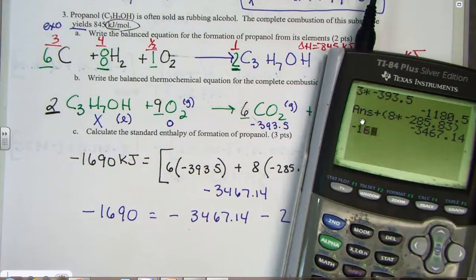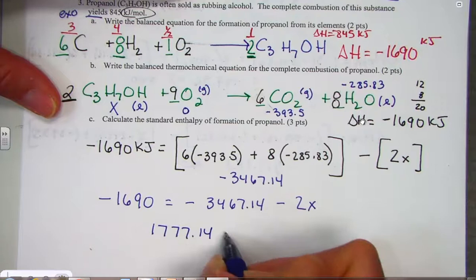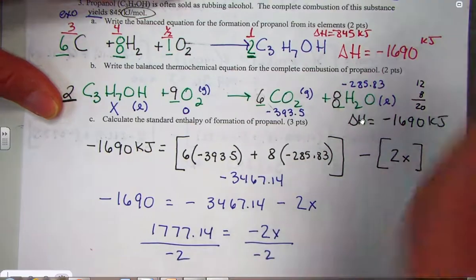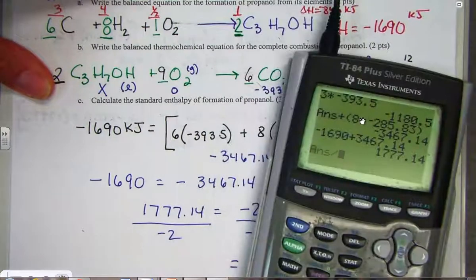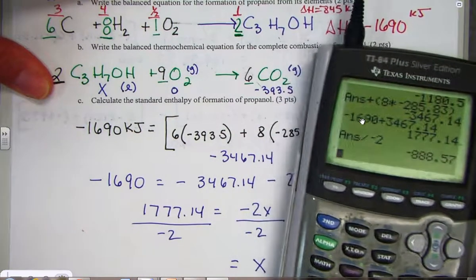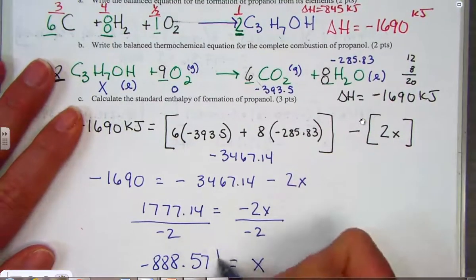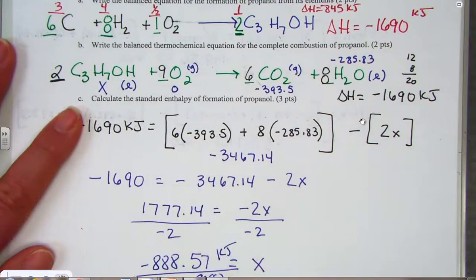So I have negative 1690 plus 3467.14. Alrighty. So far here I have 1777.14 is equal to negative 2x. Let's divide both sides by negative 2, get the x by itself. So I have that on my screen. I'll divide by negative 2 and get negative 888.57. And that's an exothermic quantity, the heat of formation of our isopropyl alcohol.